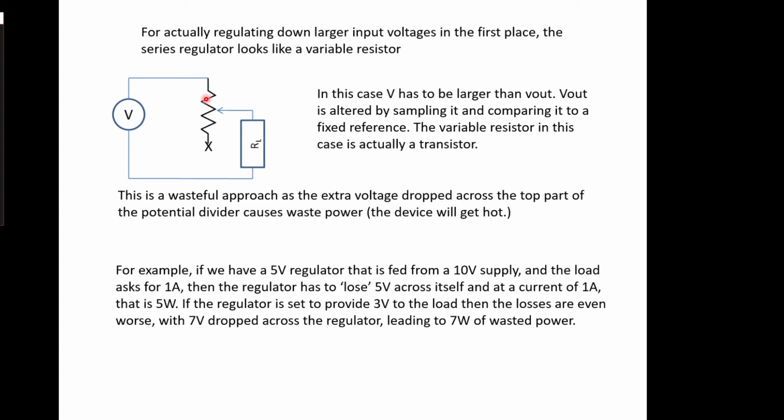There's still 1 amp going, and whichever way you cut it, if you're losing 5 volts through a resistor at 1 amp, you're going to be dissipating 5 watts of power, which is quite a lot. So as this voltage goes higher and higher, the amount of dissipation in this part becomes higher and higher as well.